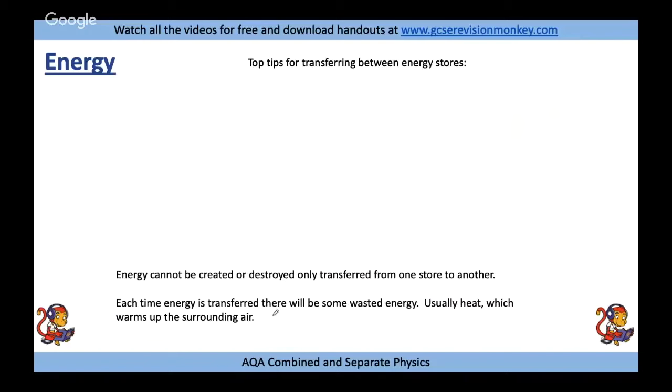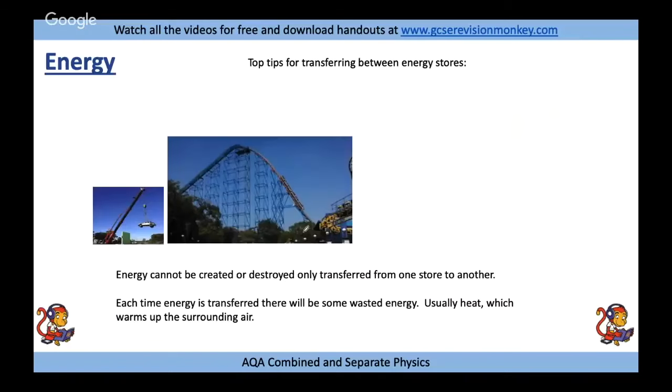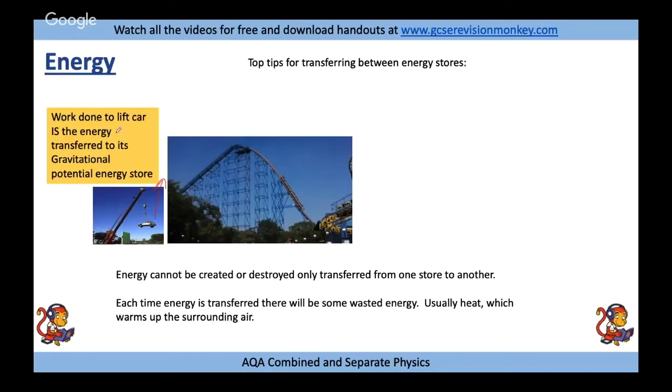So let's have a look at this example of transfers of energy. Let's say I've got a big roller coaster ride here and I want to place a car up on the top. Now, the work done that I use to lift that car, how much energy it takes me to lift it, is the energy that goes into the car in its gravitational potential energy store. So when I lift it, it's going to have its maximum gravitational potential energy at the top.